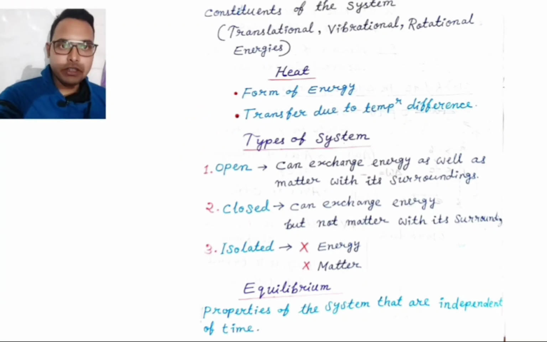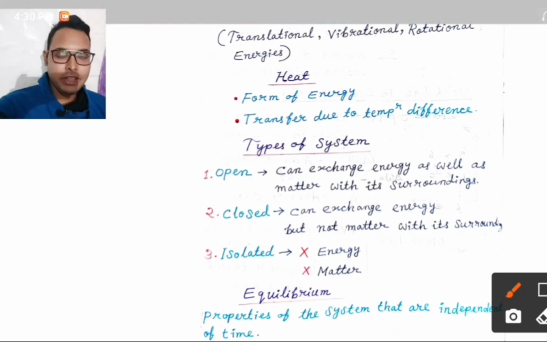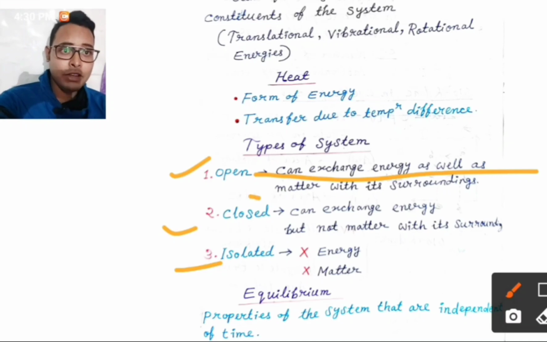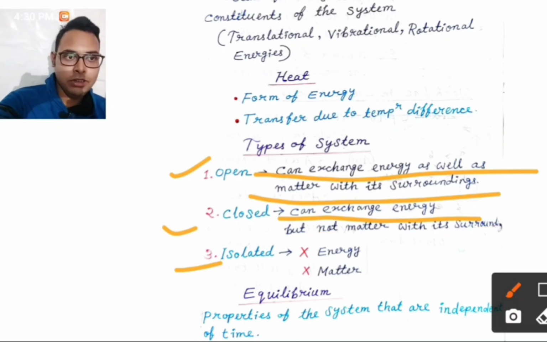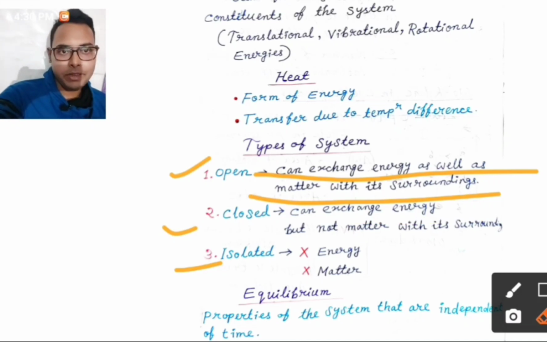Types of systems in thermodynamics: there are three types, open system, closed system, and isolated system. An open system is one in which we can exchange energy as well as matter with its surroundings. A closed system can exchange energy, in the form of heat, but not matter. An isolated system can't exchange either energy or matter.